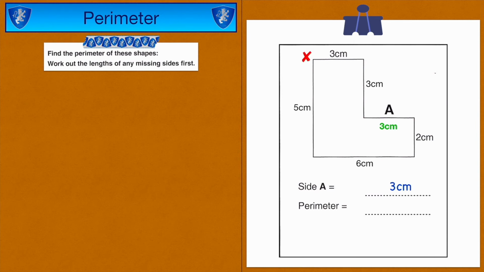And now we just add it up like we did before. We just go round, adding up the sides as we go. And your total there is 22.